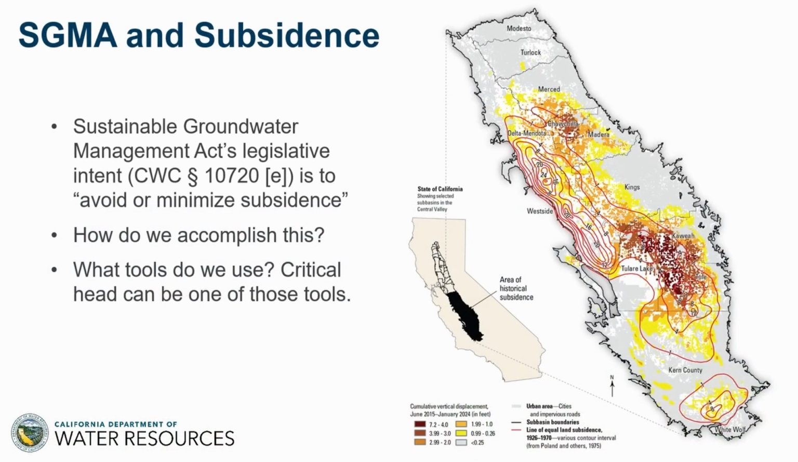So the legislative intent of the Sustainable Groundwater Management Act, or SGMA, is to avoid or minimize subsidence. So given the intent is to avoid or minimize subsidence, one of the tools that can help accomplish this is the estimation of critical head in the aquifer system.